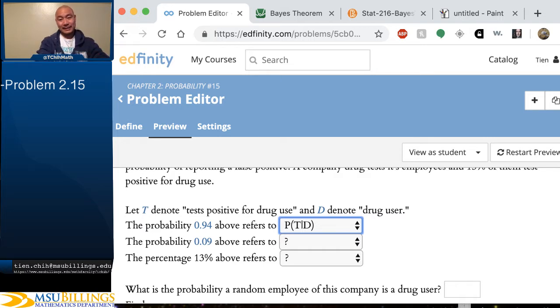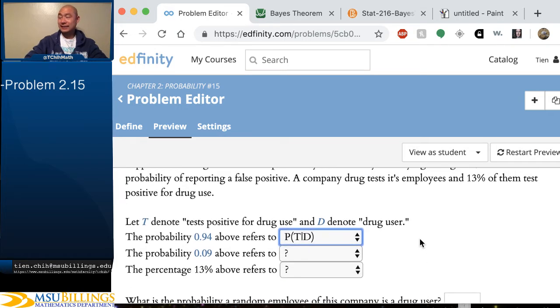Now, the 9% is also testing positive, but in this case, it's if you don't use drugs. So it's in the event drugs complement, the complement of using drugs. It's testing positive, assuming you don't use drugs. And then finally, the last piece of information that we have, this 13%, it straight up tells us that they test positive. So that's P of T.